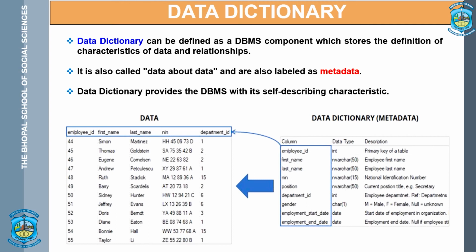For example, we have this data: an employee ID, first name, last name, number and department ID. Now this is the data table, but the data dictionary or metadata is data about this data. For example, this column is employee ID. It has a type of integer. The description is that this is the primary key of the table. We will be covering keys and other things in subsequent modules. Then first name: its data type, its description. All this describes what information we need to store in that table. So this is called data about data. This is called the data dictionary.